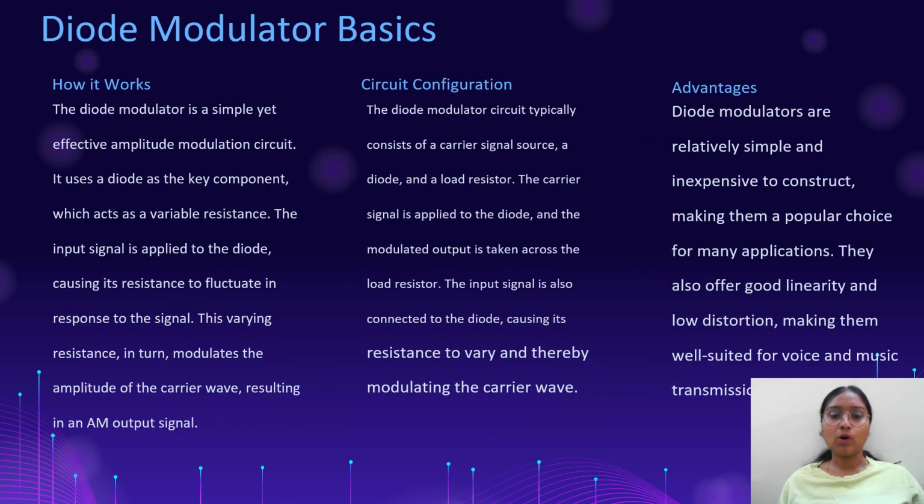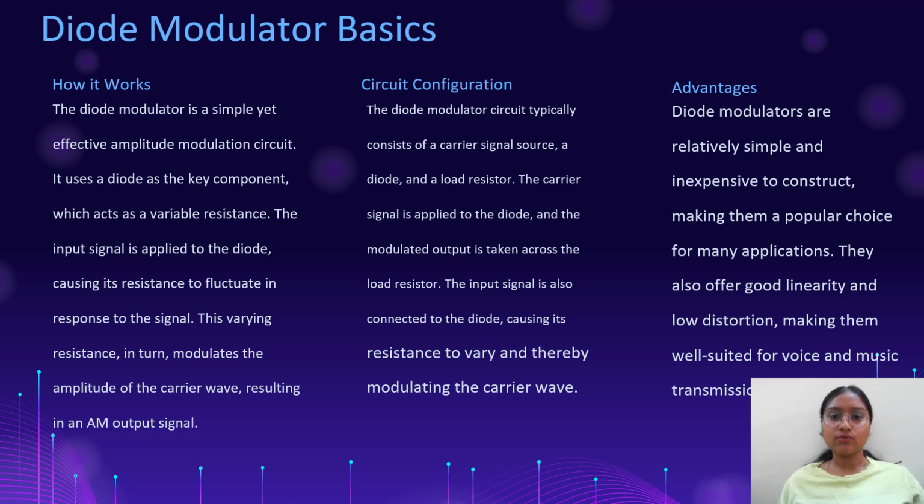Next one is the diode modulator. Basics: how it works. The diode modulator is a simple yet effective amplitude modulation circuit. It uses a diode as the key component, which acts as a variable resistance. The input signal is applied to the diode, causing its resistance to fluctuate in response to the signal. This varying resistance in turn modulates the amplitude of the carrier wave, resulting in an AM output signal.